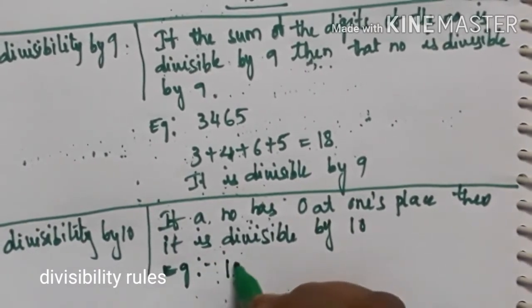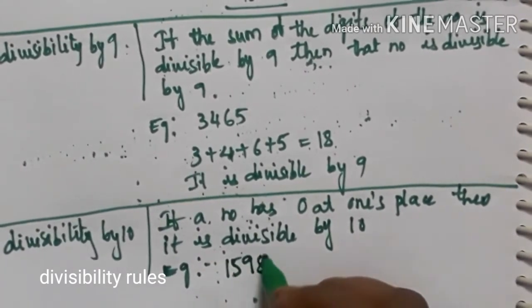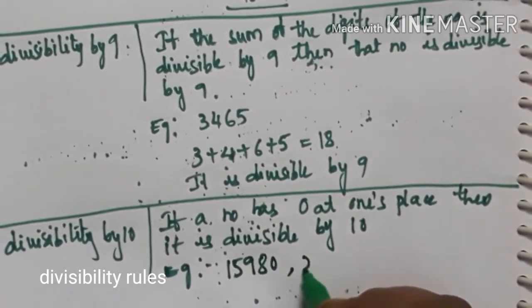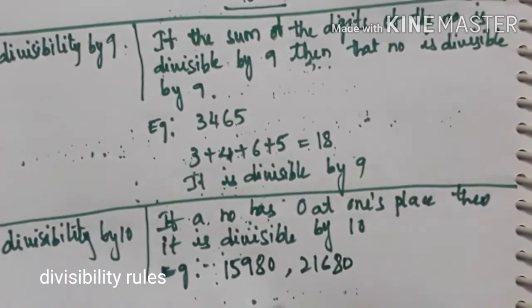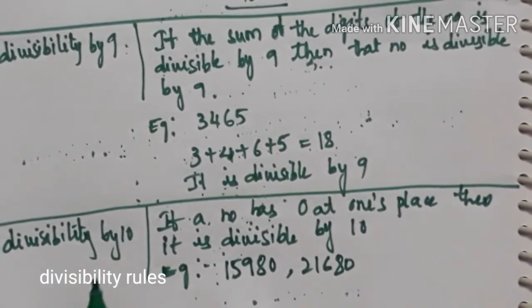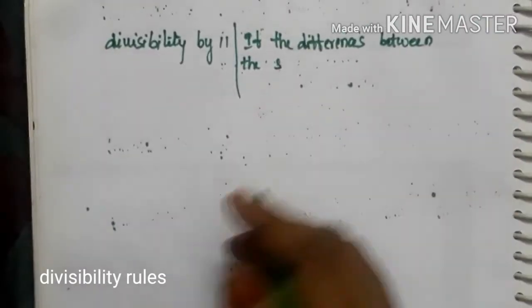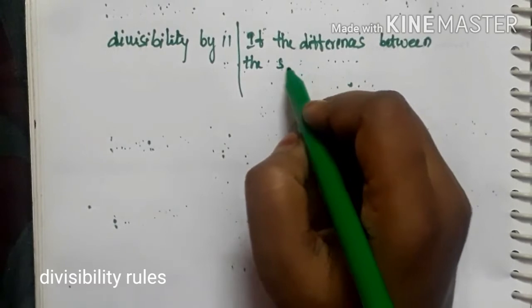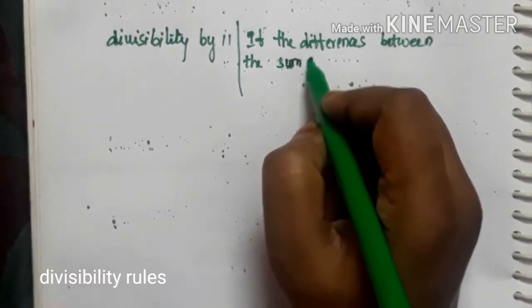Example: 15,980 and 21,680. These two numbers are divisible by 10 because at one's place we have 0. Now we will see divisibility by 11.